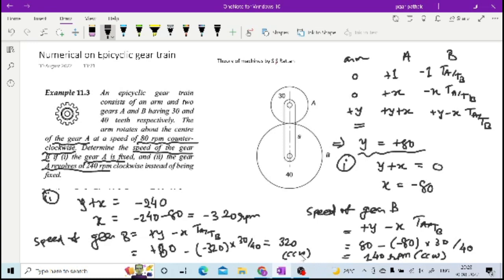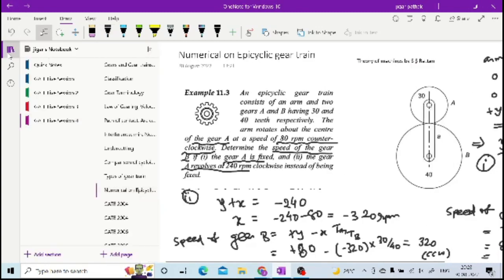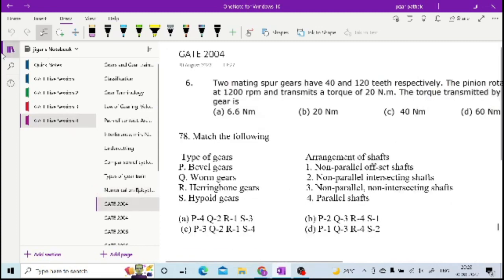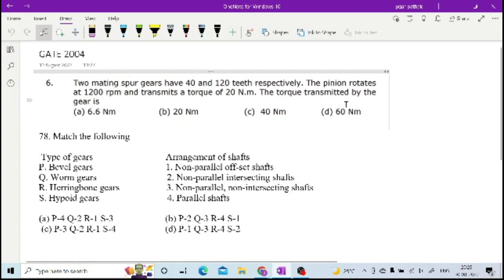So this is how you have these different gears and gear trains concepts. Once you are done with this, then you can start solving problems on this. Right now this is a problem from GATE 2004. You can see on this particular screen, can you see the screen and question?